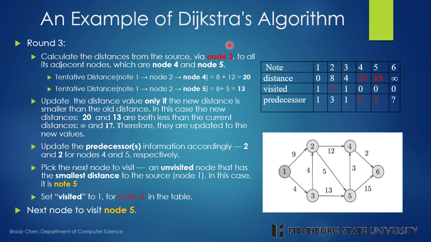So number 2 is being visited. Number 2 is here. So update the neighbors. It has 2 neighbors. 4, you get 20. 5, you get 13. So 8 plus this, you get 13. Both predecessors are 2. That update is in red. So visiting node 2, you do these updates, 20 and 13.